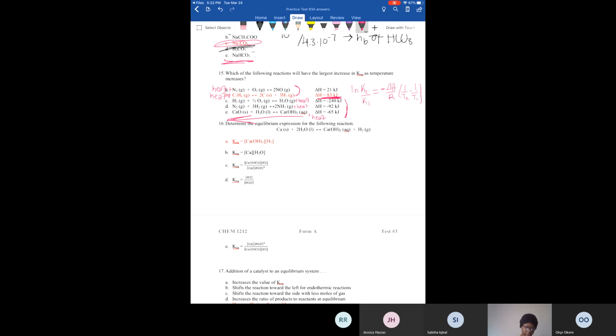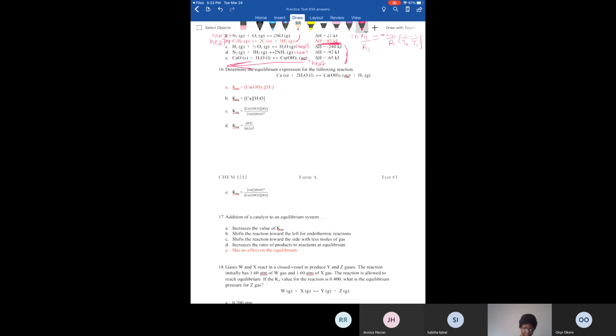Okay. So determine the equilibrium expression for the following reaction. So you're only going to focus on aqueous and gaseous states. You don't focus on solid and you don't focus on liquid. You can have both aqueous and gaseous in the same thing. It doesn't have to only be aqueous, it doesn't have to only be gaseous. As long as it's not a solid or a liquid, it can work.